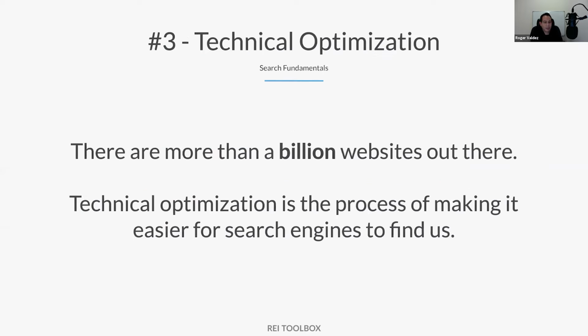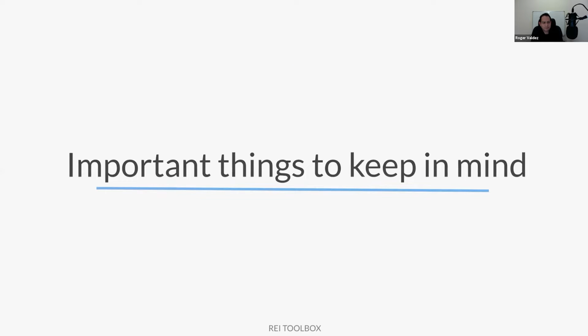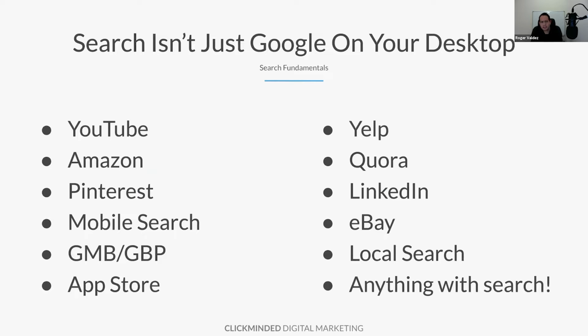Technical optimization. There are more than 1 billion websites out there. Technical optimization is the process of making it easier for search engines to find us. Just a couple of things to keep in mind. A search engine isn't just Google, as we talked about, but these are all the different assets that you can potentially use to get traffic back to your website, right?